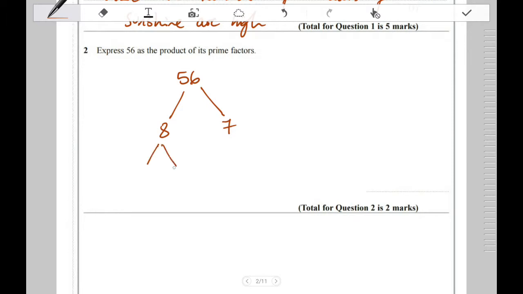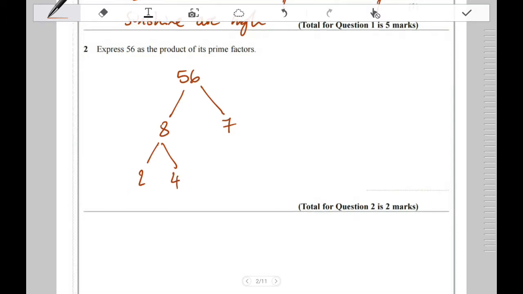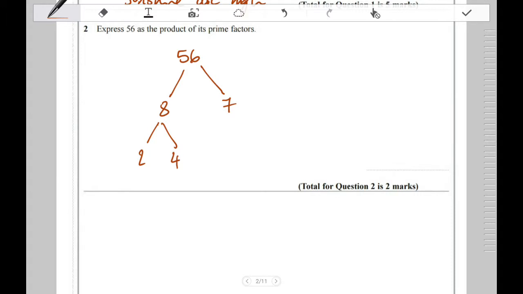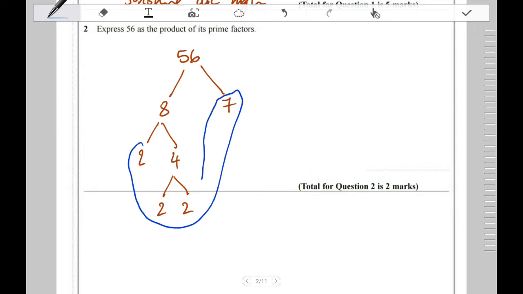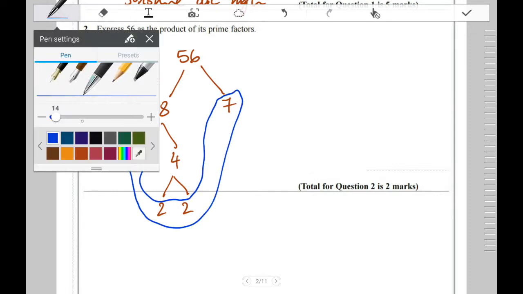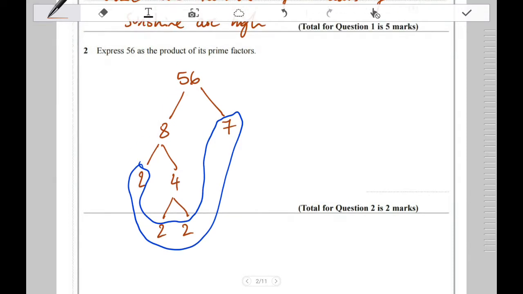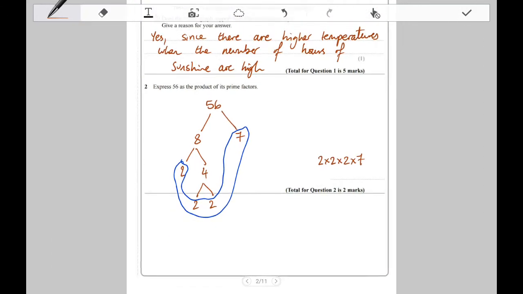But 8 can be broken down further into 2 and 4. Now this branch with the 2 at the end of it is also going to end because it ends with a prime number, which is 2. And to make 4, it's 2 times 2. So what you're left with is you multiply these numbers together, and that will be the product of its prime factors. So it will be 2 times 2 times 2 times 7, and that answer is sufficient.